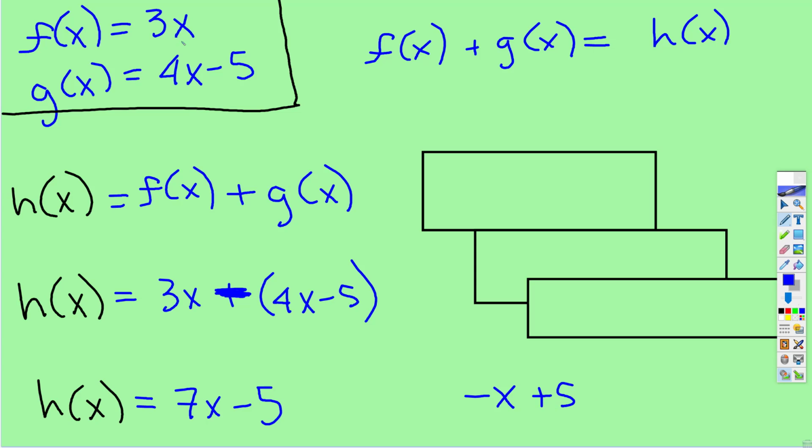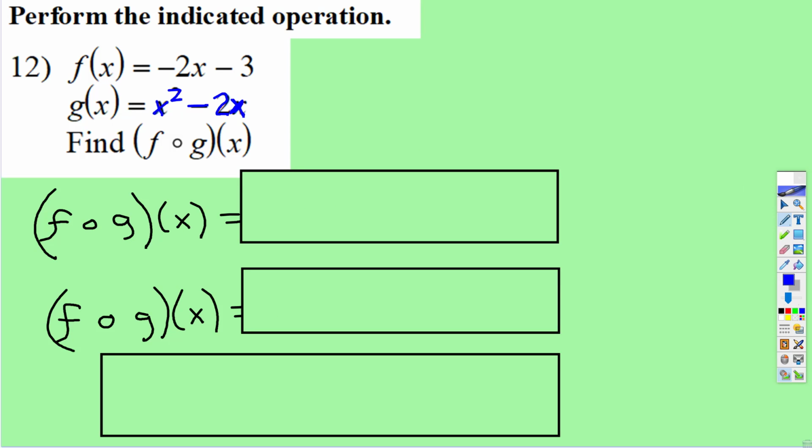If we said multiply those two together, all of you would know what to do on that. The more complex ones are composing a function inside a function. So here are our two functions. F of x is negative 2x subtract 3. G of x is x squared subtract 2x. The notation is important. Whatever this second term is, this entire function is going to go right there where that x is. The second function goes inside the first function.